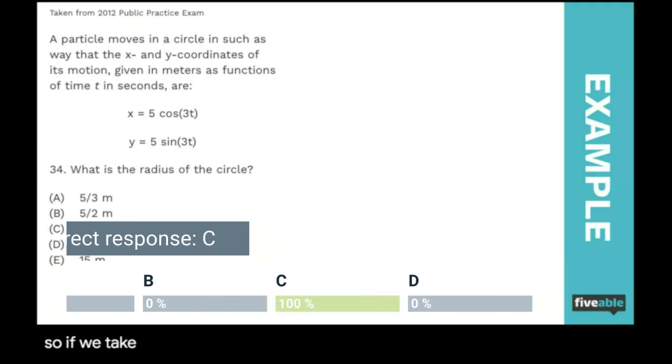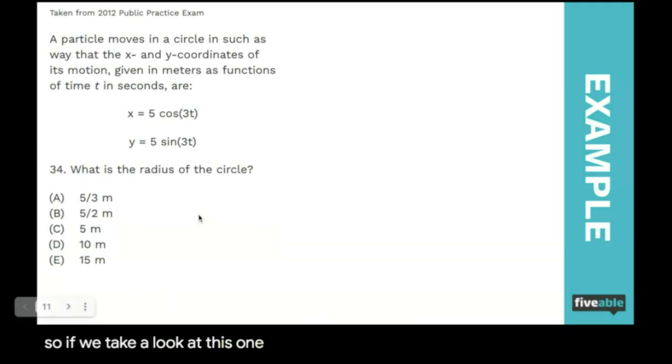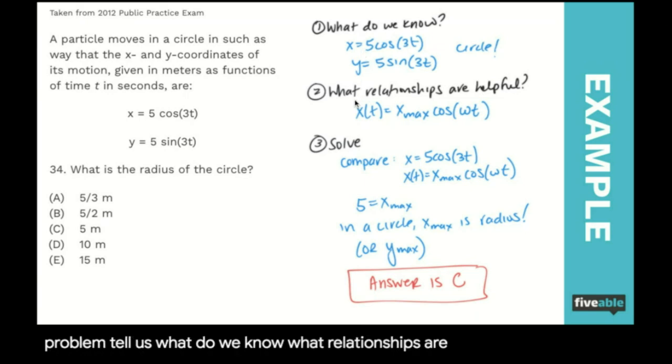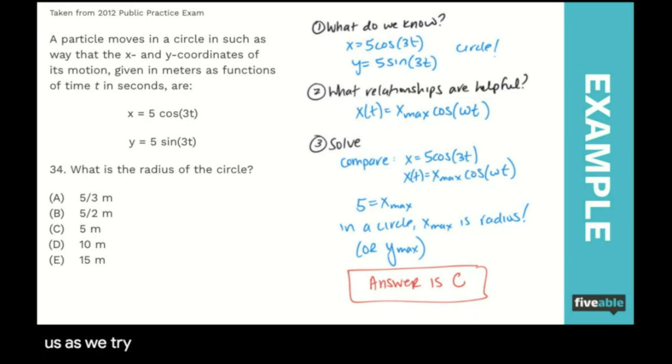If we take a look at this one, I will always structure my problems in a way that may be helpful for you too. I always think first about what the problem tells us, what we know, and what relationships are going to be helpful as we try to figure out the answer, and then solve it.